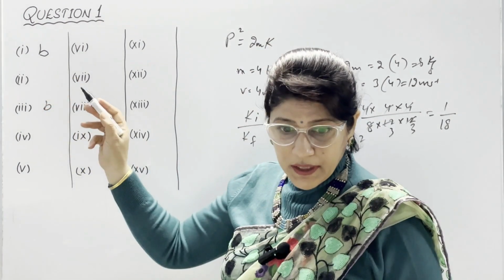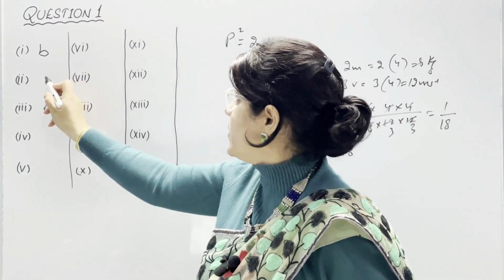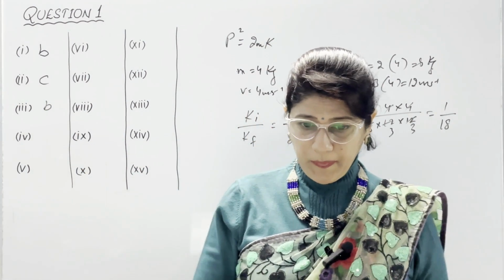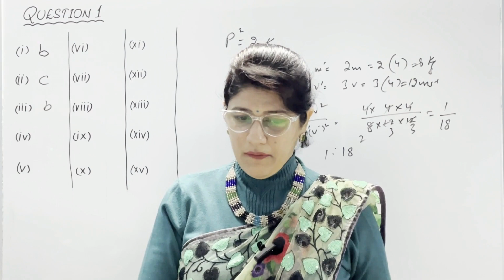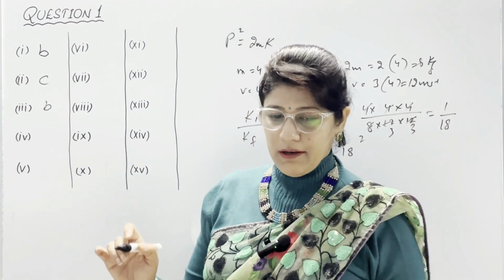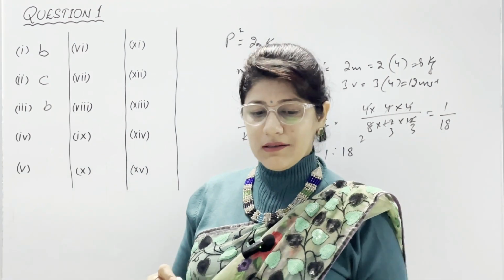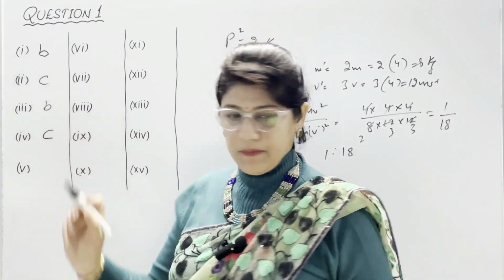In second part, our correct option is C, P square is equal to 2mk. In fourth part, which of the following has the least ionizing power? A option X-ray, beta ray and C is gamma rays. The correct answer is C, gamma rays.